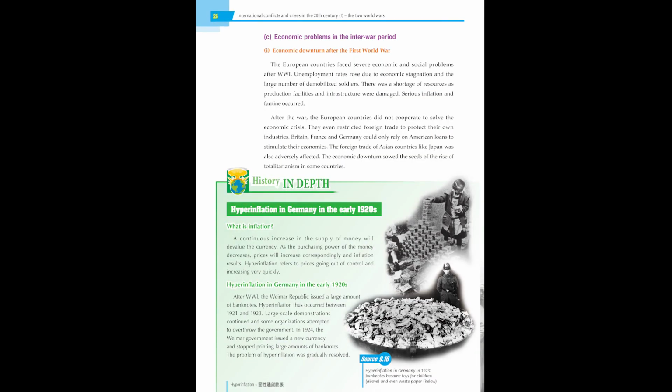C. Economic problems in the interwar period. 1. Economic downturn after the First World War. The European countries faced severe economic and social problems after the First World War. Unemployment rates rose due to economic stagnation and a large number of demobilized soldiers. There was a shortage of resources as production facilities and infrastructure were damaged. Serious inflation and famine occurred.